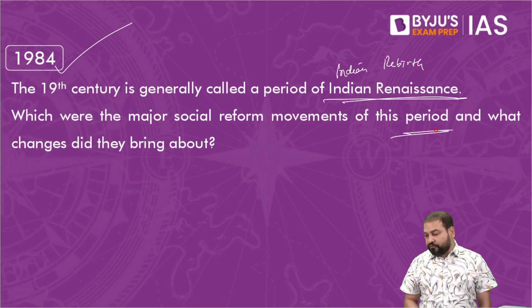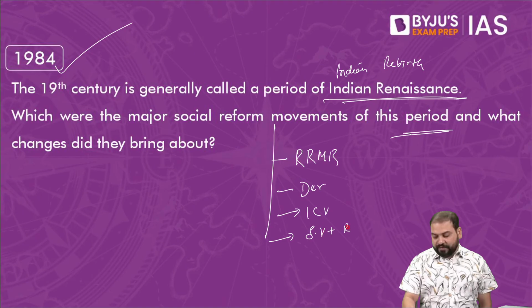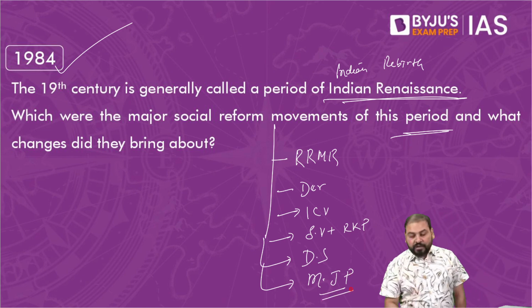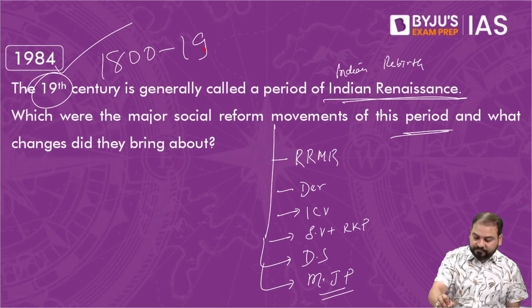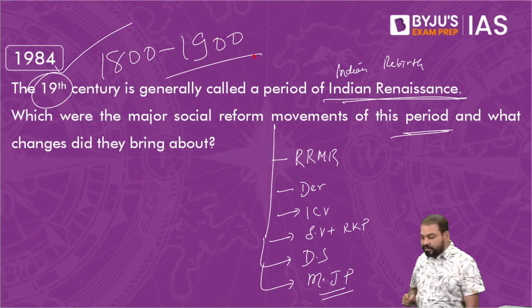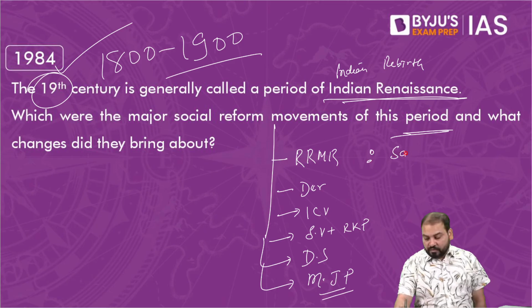Major social reform movements of this era: Raja Ram Mohan Roy, Dirozio, Ishwar Chandra Vidyasagar, Swami Vivekanand plus Ramakrishna Paramhans, Dayanand Saraswati, Mahatma Jyotiba Phule. Everyone, please see, the 19th century is asked. And after doing this, tell what special work they did. Sati was eradicated. The Widow Remarriage Act got passed.